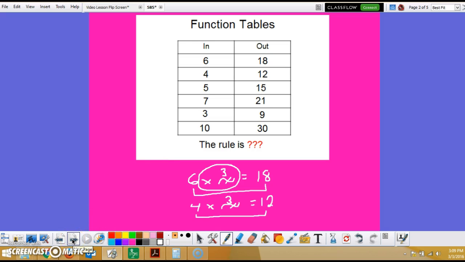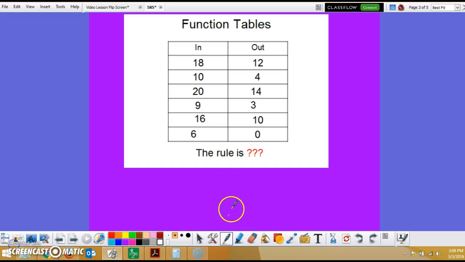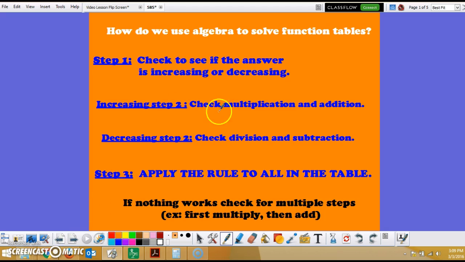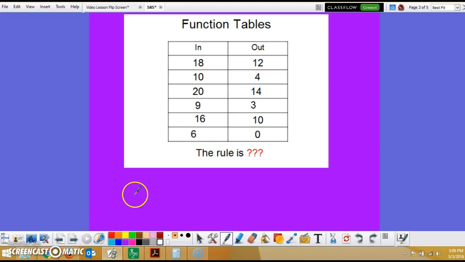Let's look at another example. In our second function table, you'll notice that the numbers are decreasing. We're going from 18 to 12, 10 to 4. So back at my rules, it tells me that if it's decreasing, I need to check for division or subtraction. And how can I check for division or subtraction? I use algebra. I'm going to take 18, and because it's decreasing, let's try subtraction. Minus x, my variable, equals 12.